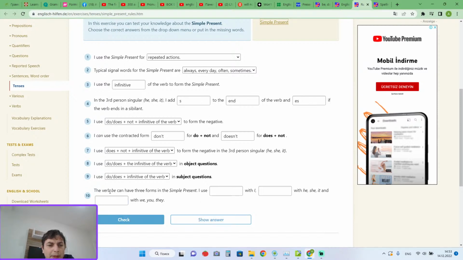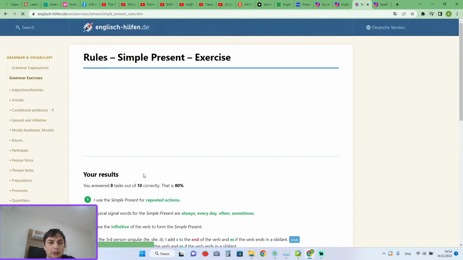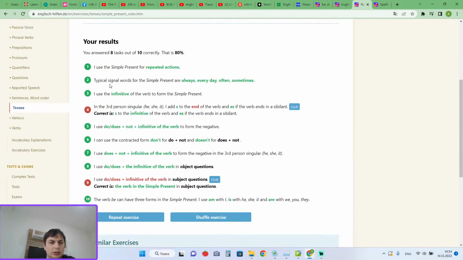The verb be. The verb be can have three forms in the present simple. I use am with I, is with he, she, it, and are with we, you, they. Okay, check. I don't know about this too. Oh, and this.